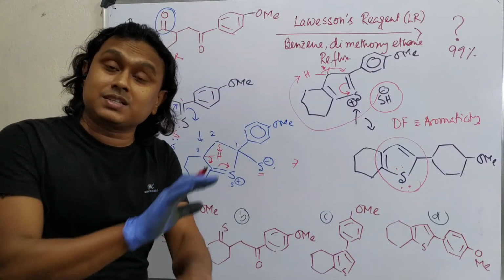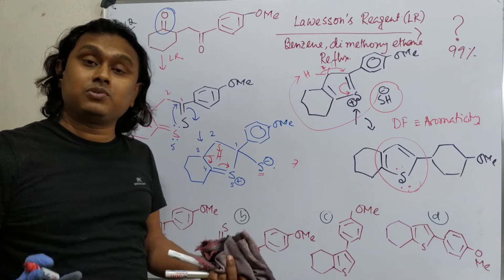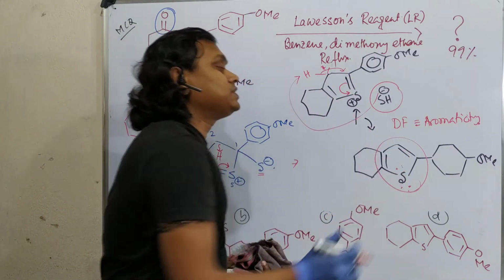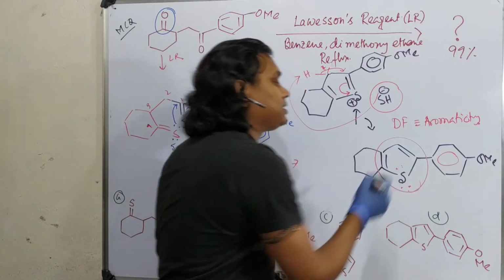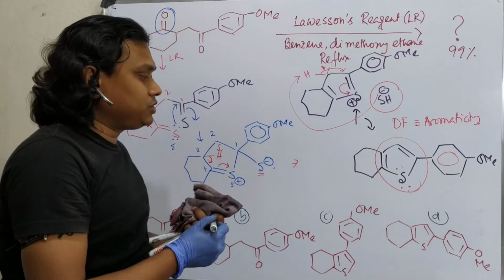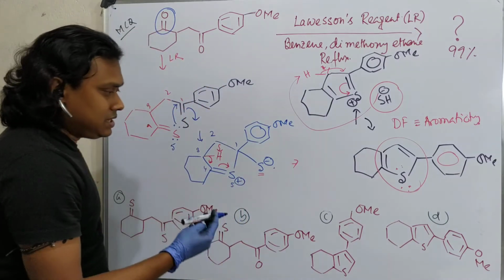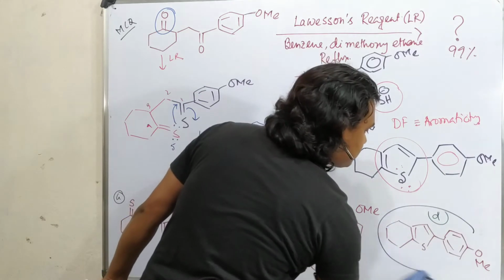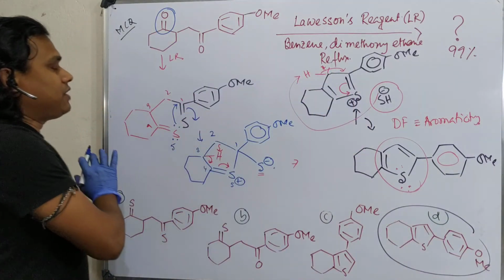I have already discussed many lectures on 5-member heterocyclic compounds. Especially, you can visit the thiophene lecture for your better understanding. So this is the answer of this problem. Okay, so this is the answer. Answer D.